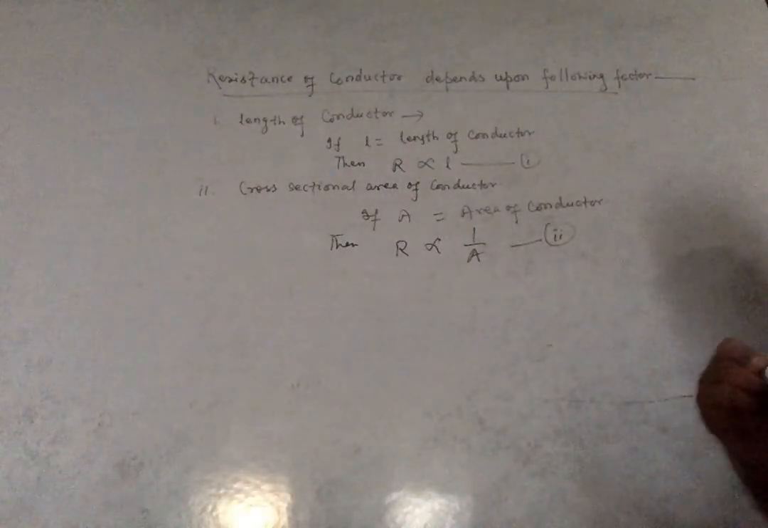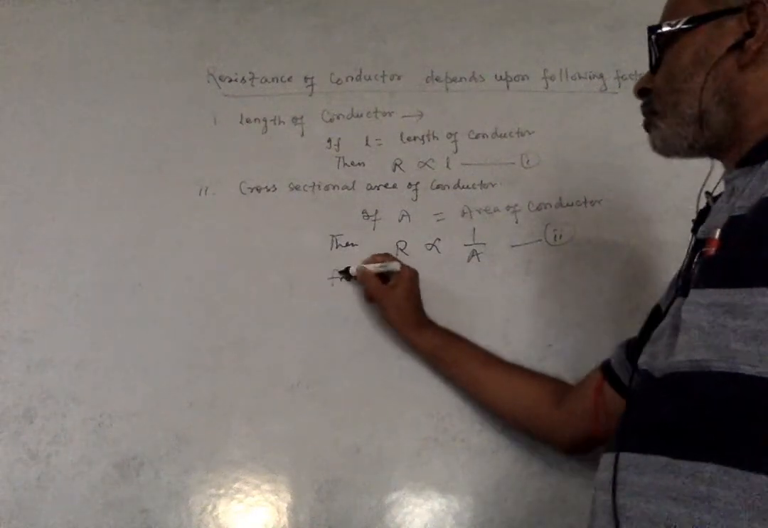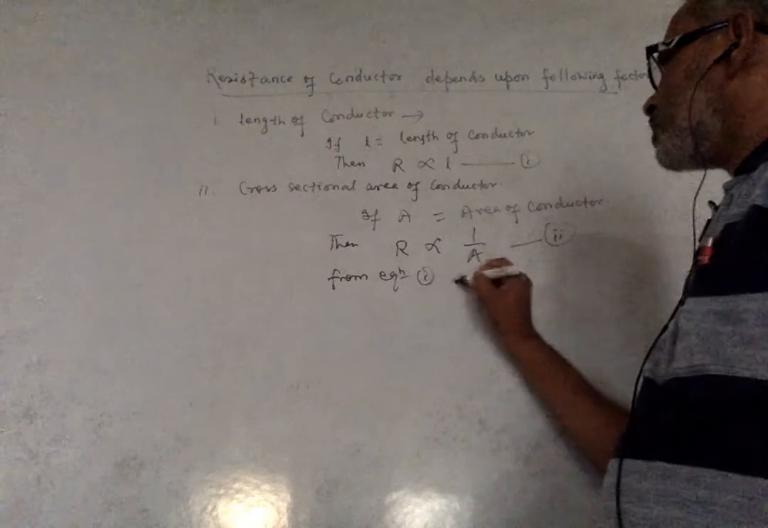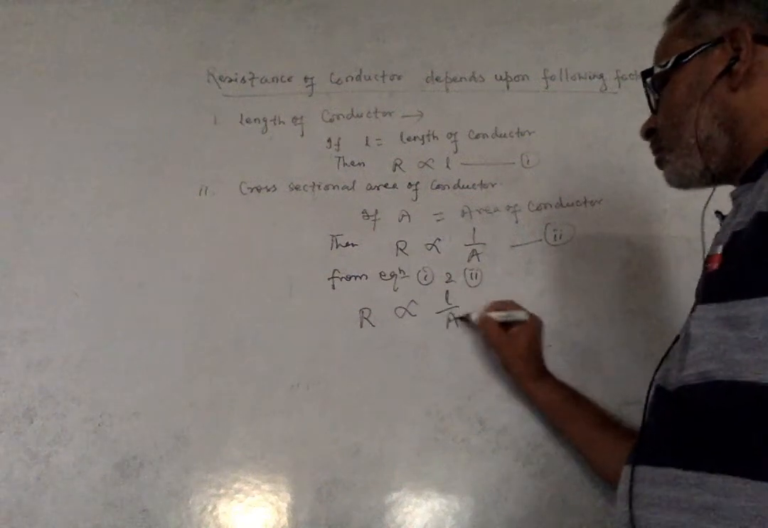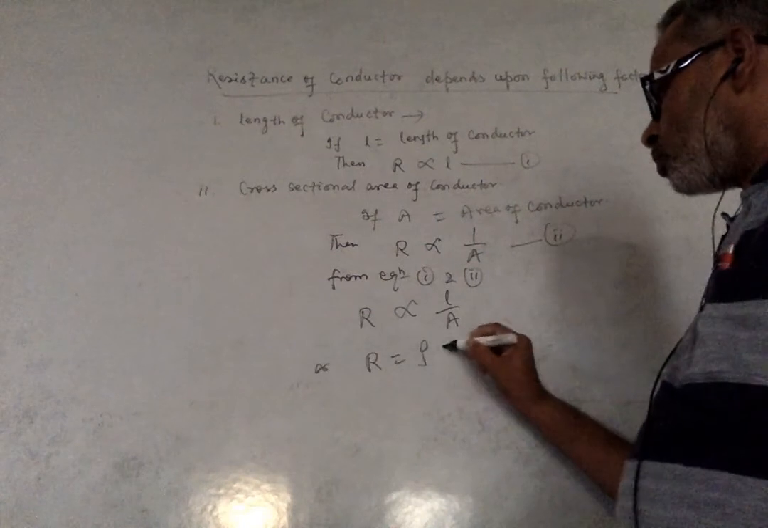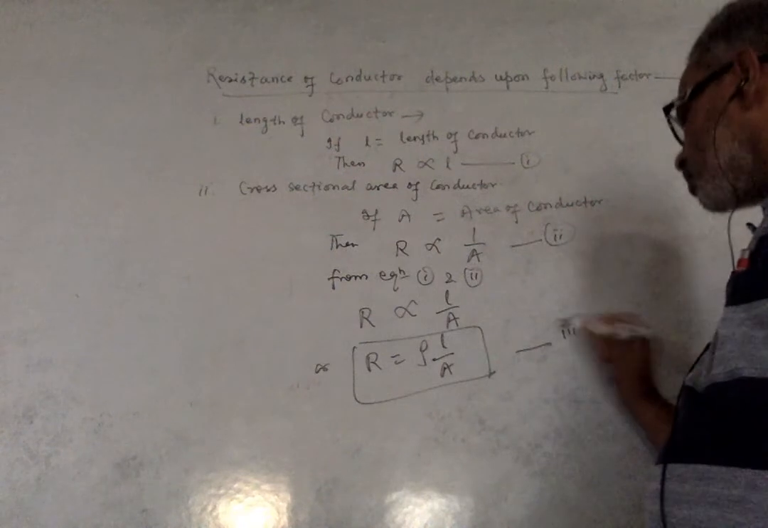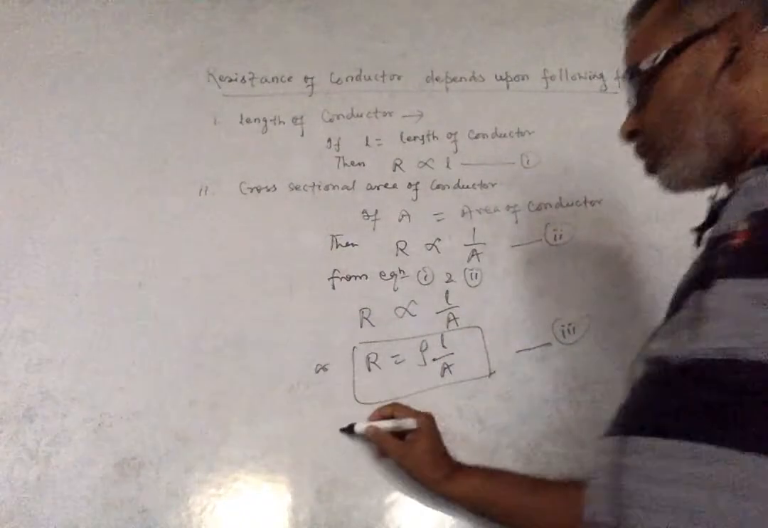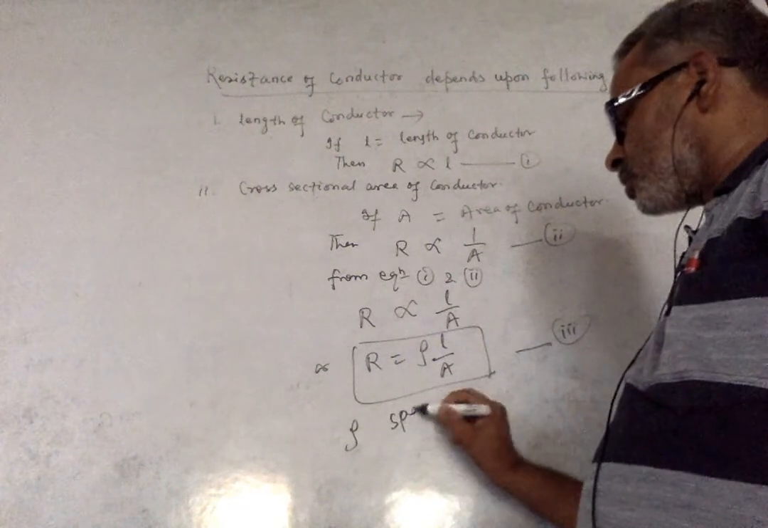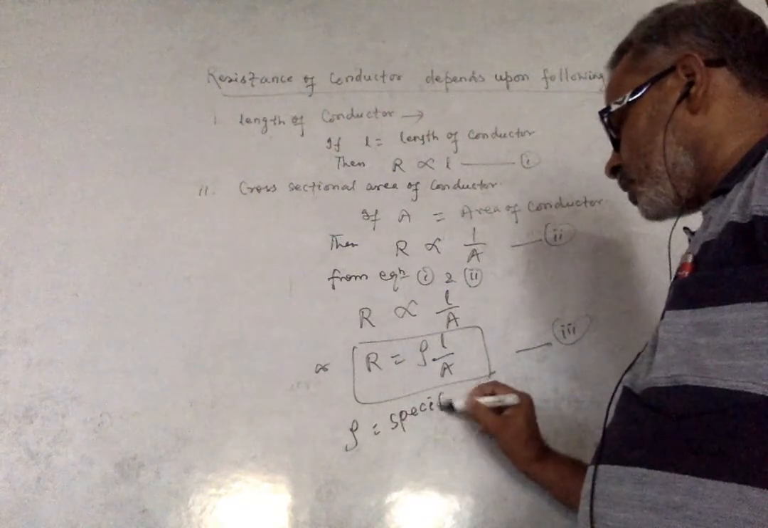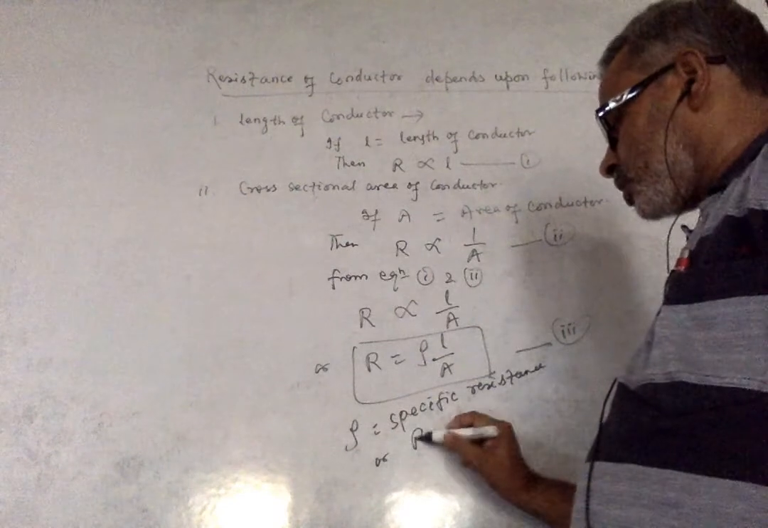Combining these two equations, from equations first and second, R varies as L by A, or R equals rho L by A, where rho is a constant, which is called specific resistance, or resistivity.